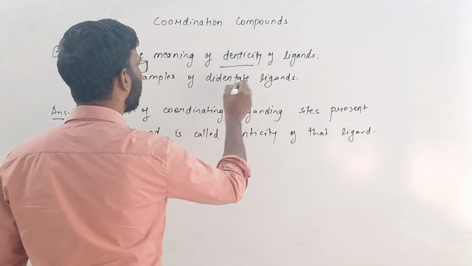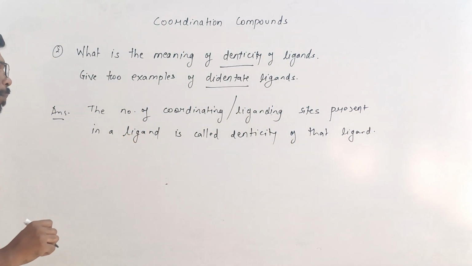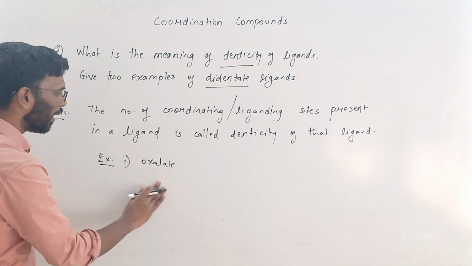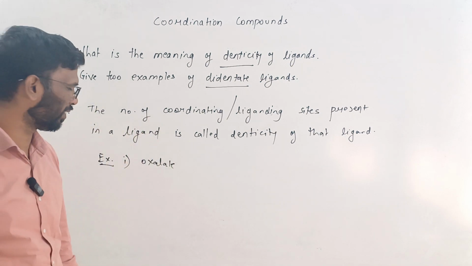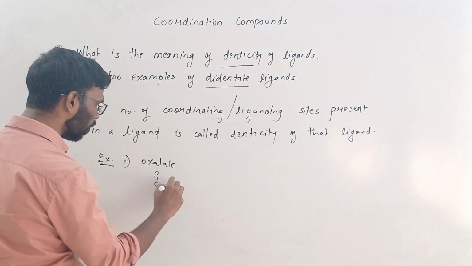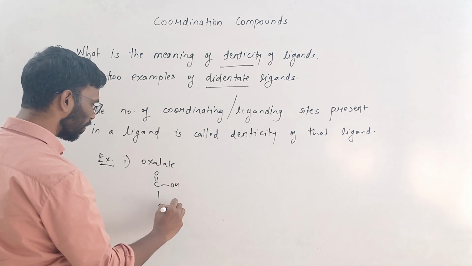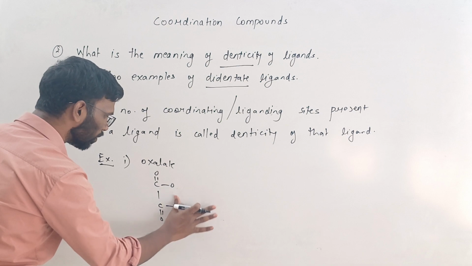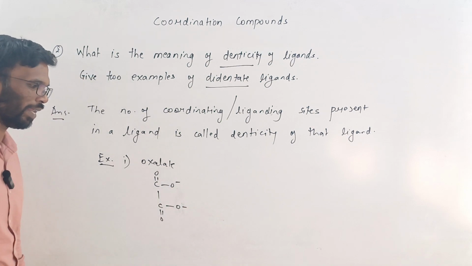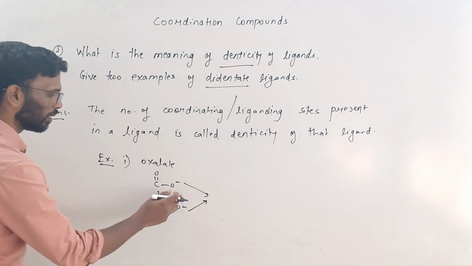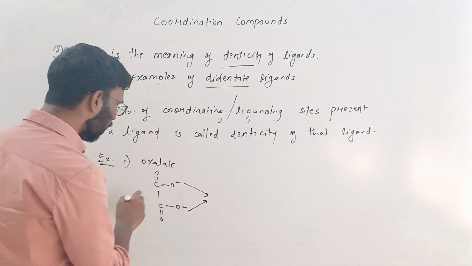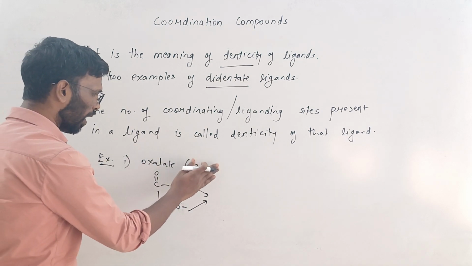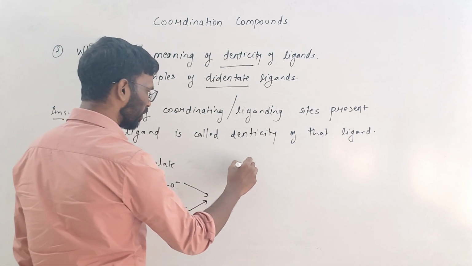Give two examples of a didentate ligand. For example, one is oxalate. This is a didentate ligand. Oxalate is derived from oxalic acid. How does oxalic acid look? COOH, COOH. This is oxalic acid. So oxalate is what? You remove these hydrogens. What will be remaining there? O minus. So this is one linking site, this is another linking site. So in this ligand, there are two linking sites, and a minus 2 charge will be there on this ligand. That is not asked, but I'm just saying extra information.